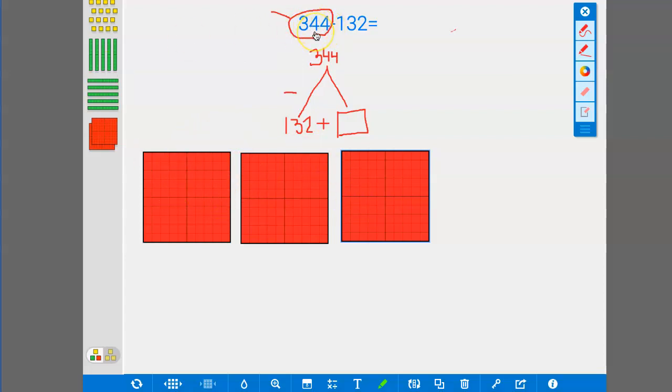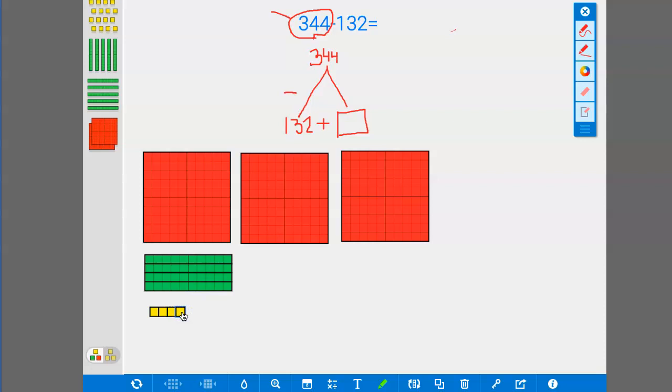Now let's look at the tens. We're seeing 4 tens. This 4 represents 40. So if you count by tens 4 times, you'll have 40. 10, 20, 30, 40. And then we look at our ones. There are 4 ones. 4 groups of 1. 1, 2, 3, 4.